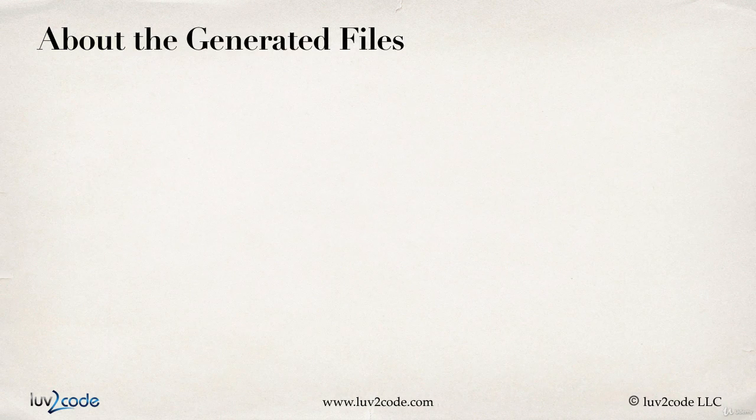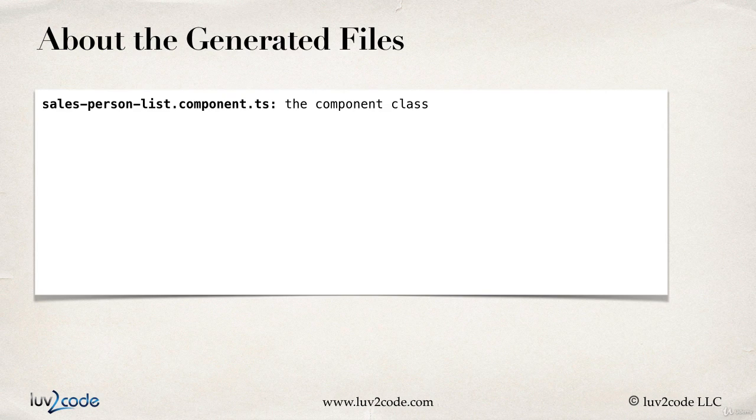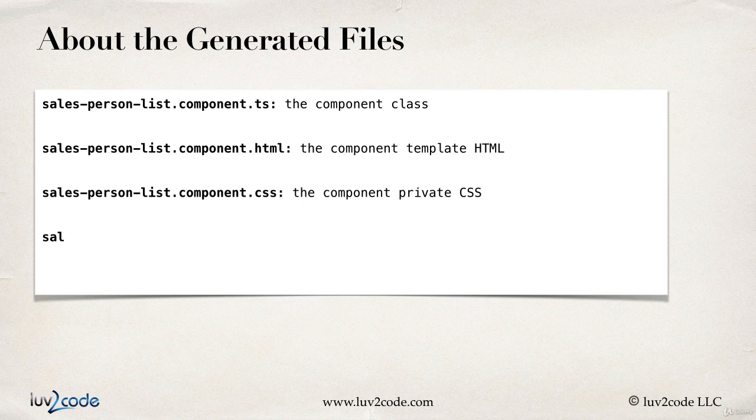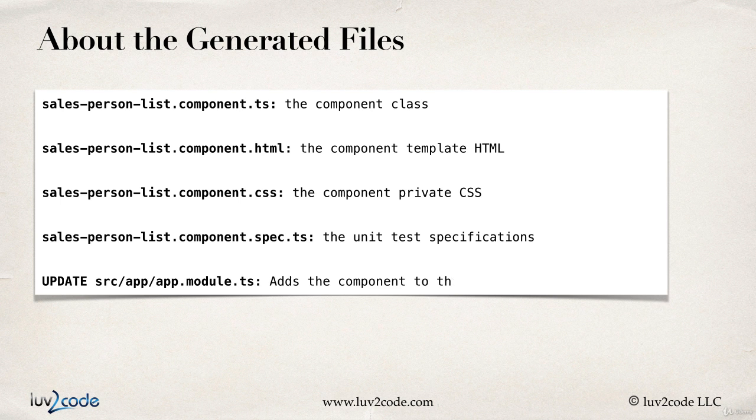Alrighty, so more information about those generated files. The salesperson list.component.ts, that's the actual component class, the TypeScript class. The .html is the component template HTML file. The .component.css is the component private CSS specific for this given component. And then a .spec.ts, that's the unit test specifications for this component. And then we saw the line about update the app module.ts. This is where it actually adds the component to the main application module.